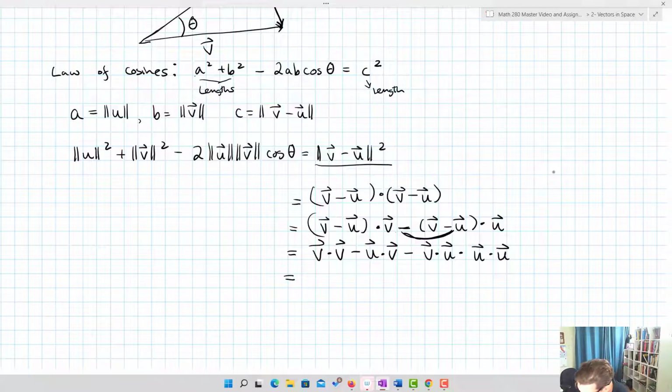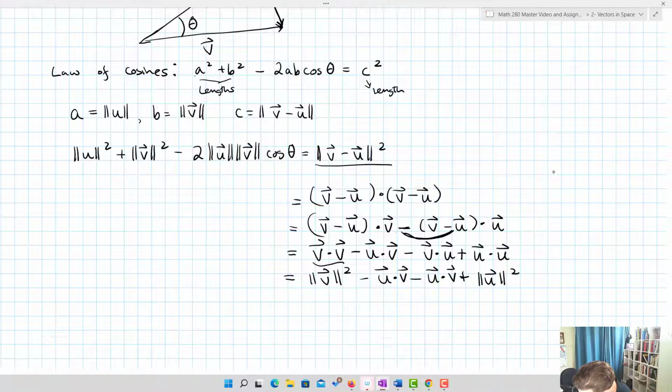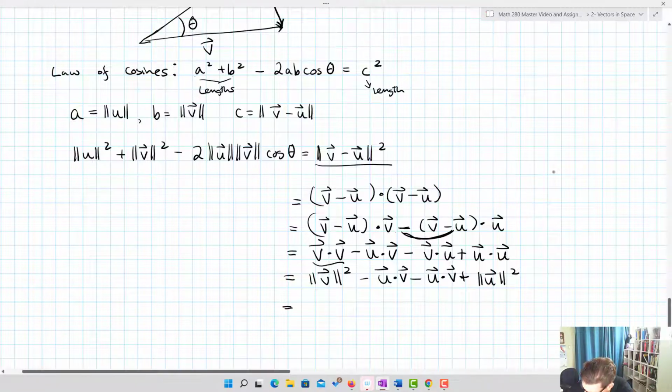And then if we substitute again, this is the magnitude of v squared minus u dot v, and then minus, and remember we can commute, so this will be u dot v, plus the magnitude of u squared, which is the magnitude of v squared minus 2u dot v, because there's two of them, plus the magnitude of u squared.